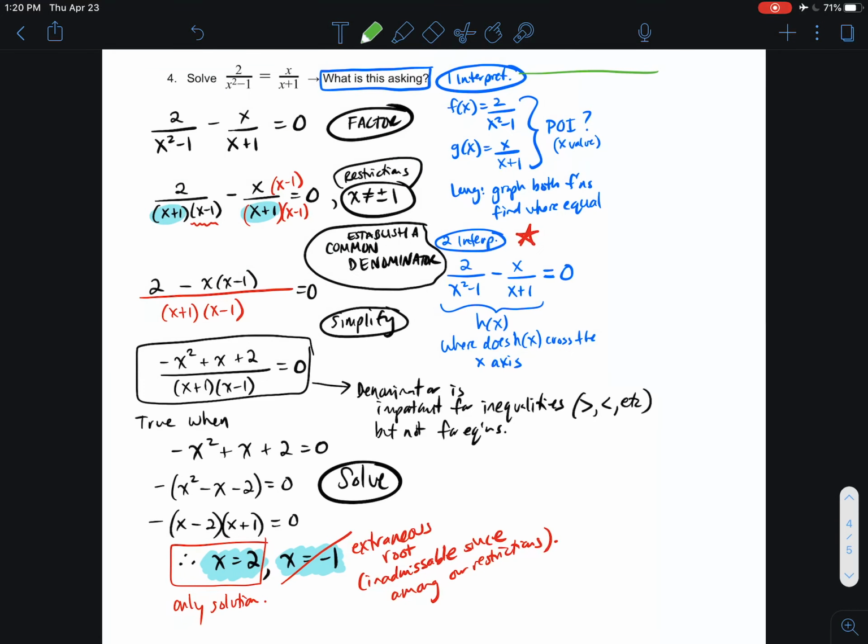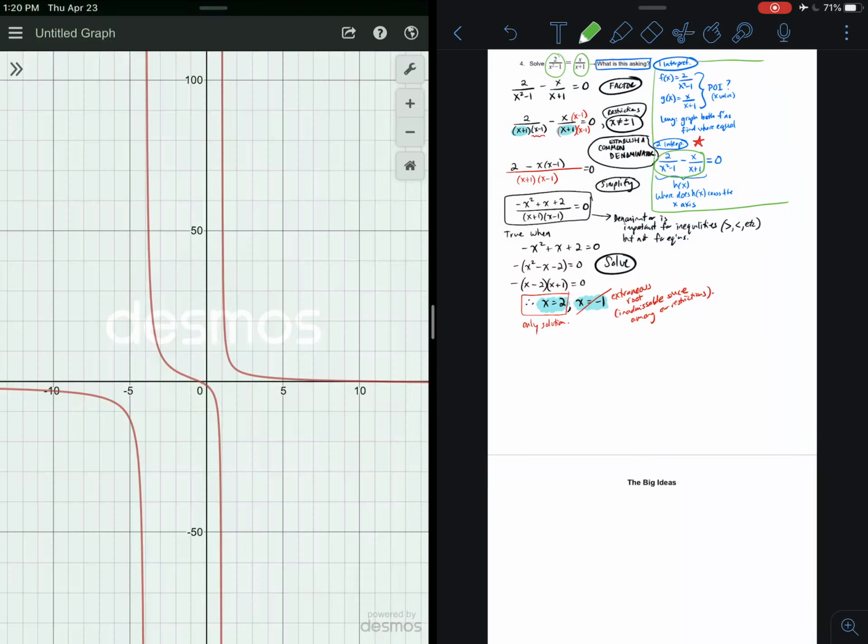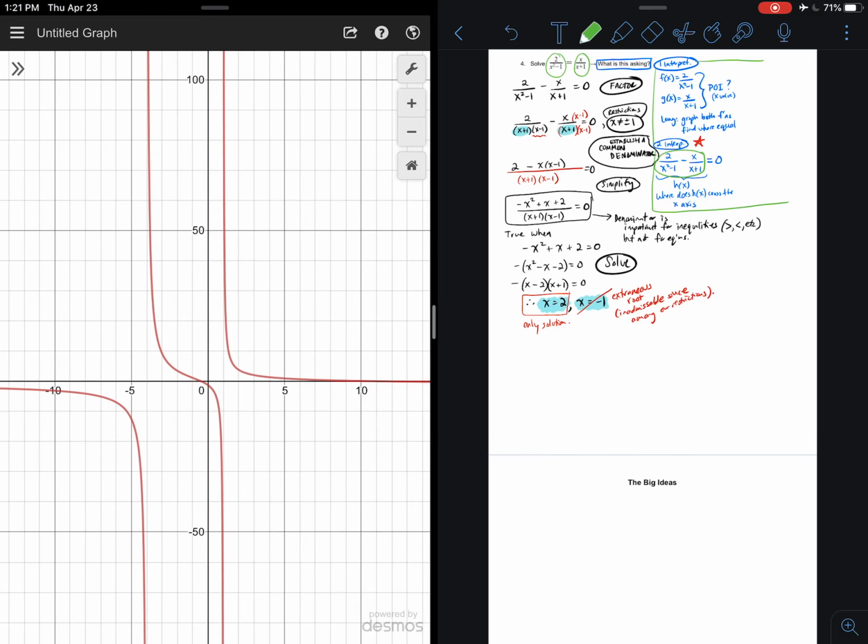So, relating this back to the graph, we're asking ourselves, where do these functions equal each other? Where does this equal this? It happens when x is 2. Or we could ask, where does this new function equal 0? That happens when x is 2. So again, let's pull up Desmos.